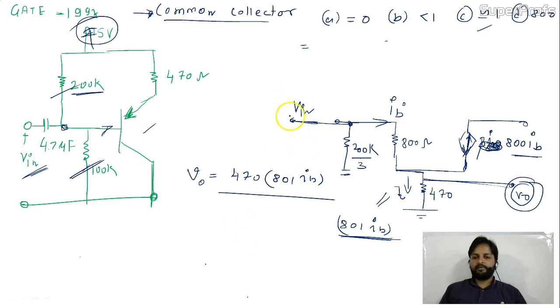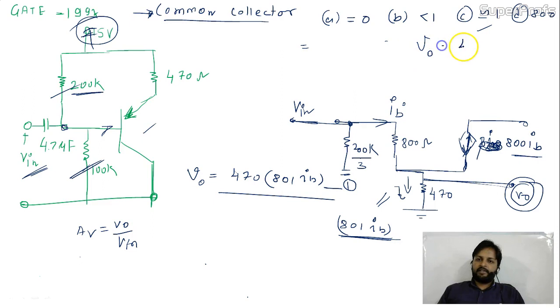But what are you calculating for? You are looking for voltage gain, that is AV. AV is V naught by V in. Is it okay? So V naught portion is over. Let me write over here. V naught is 470 times 801 of IB. Now I need to calculate V in.